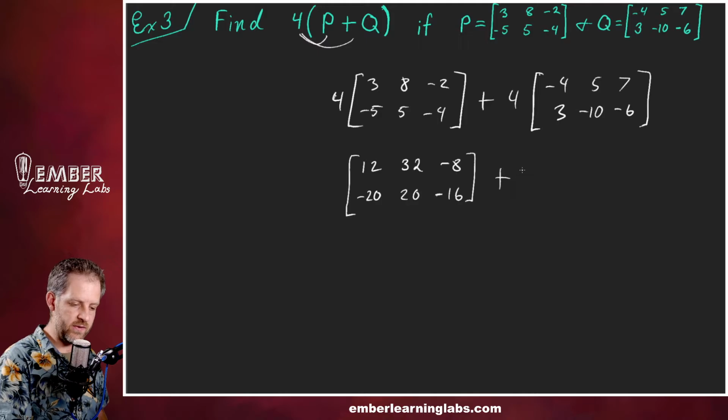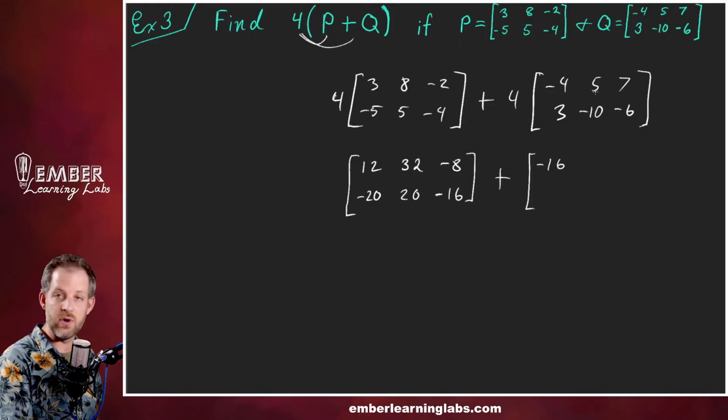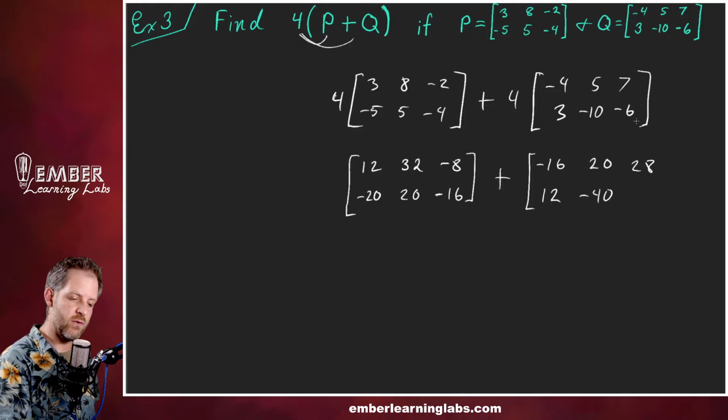Bring down the plus. And then 4 times negative 4 is negative 16. 4 times 5 is 20. 4 times 7 is 28. 4 times 3 is 12. 4 times negative 10 is negative 40. 4 times negative 6 is negative 24.